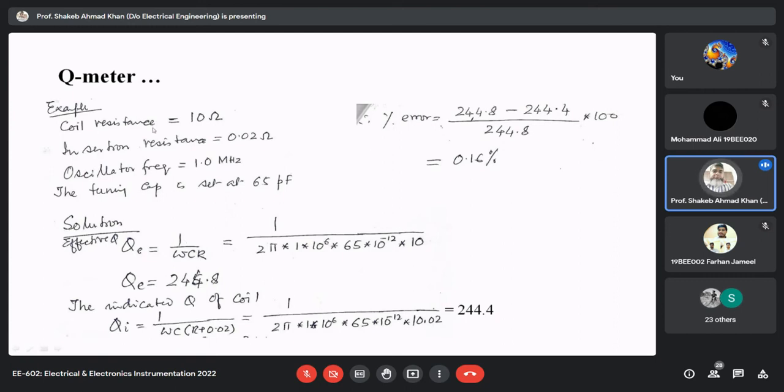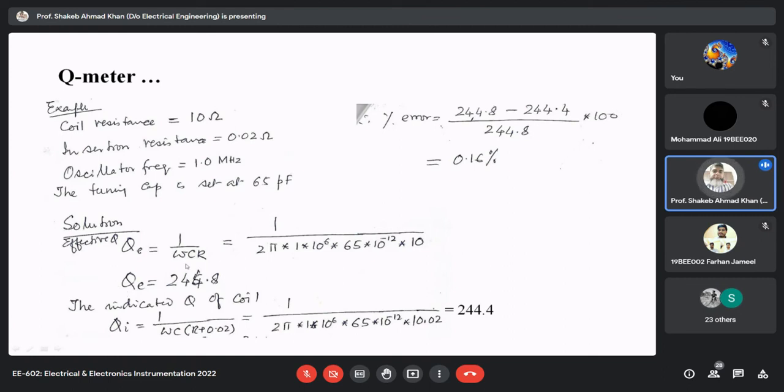We know the coil's R from the DC test, and we know the value of capacitance at which we achieved resonance. We take the ratio of XC upon R, and so this is the true value of the quality factor of the coil.